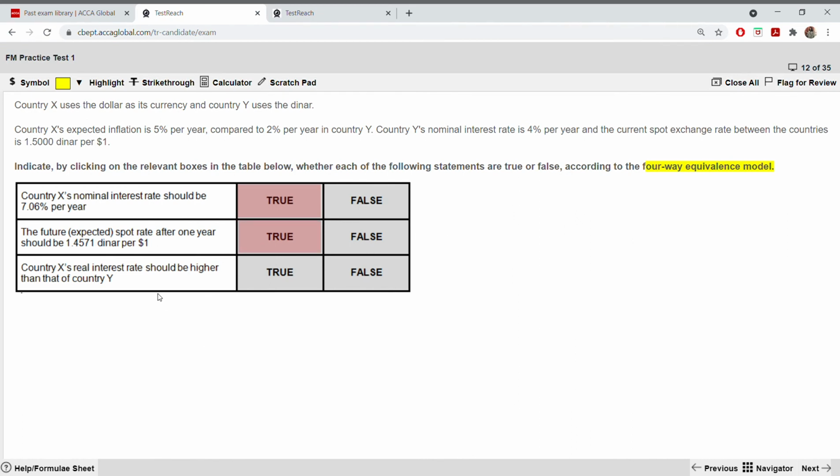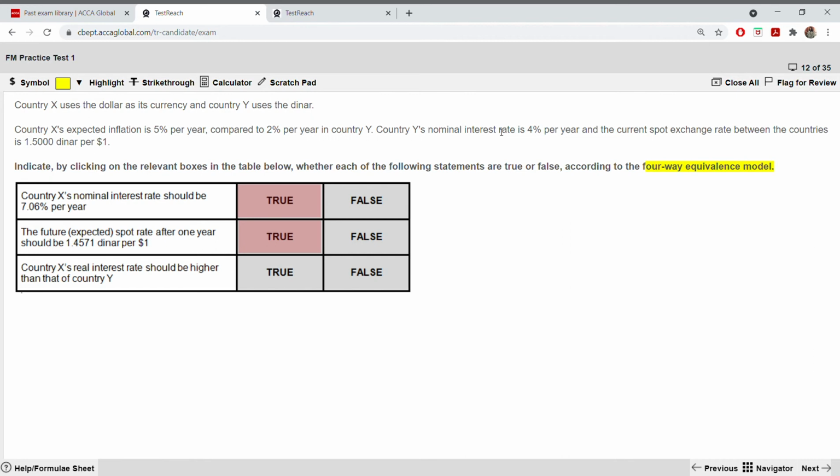Country X's real interest should be higher than that of country Y. You can even work out with some numbers in the scratch pad if you want. If you see country X, the interest is 7.06. It is higher than Y. So if your nominal interest is higher, your real interest cannot also be higher. Somewhere you have to be lower. It has to be offset.